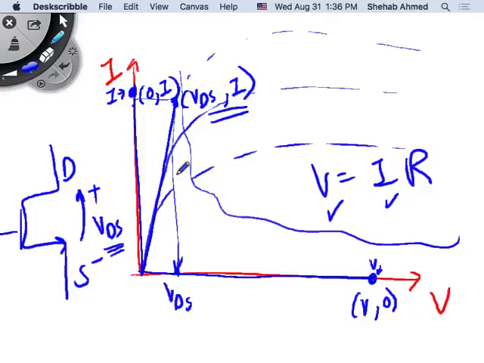Is R going to change? No, because it's a straight line. R will always be the same. It's a straight line. Right? There is a linear relationship between them.